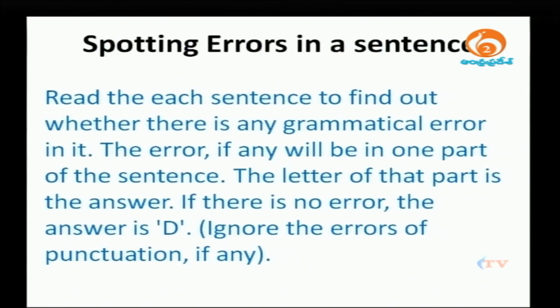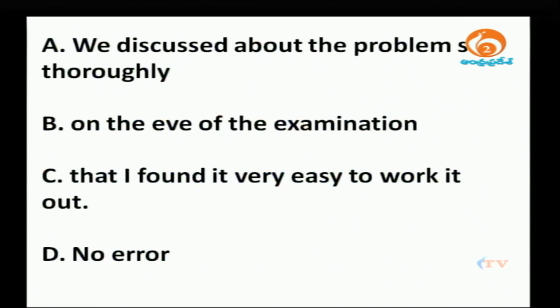Now, in this case, you need to spot an error. Which part of the sentence has an error? Alright. So, the instruction would be something like this. Read each of the sentence to find out whether there is a grammatical error in it. The error, if any, will be one part of the sentence. The letter of that part is the answer. If there is no error, the answer is D. Okay. Say for example, this entire A, B, C put together is one sentence. One of it is incorrect grammatically. If none of it is incorrect grammatically, you will choose option D. So, let me give an example here. We discussed about the problem so thoroughly on the eve of the examination that I found it very easy to work it out.